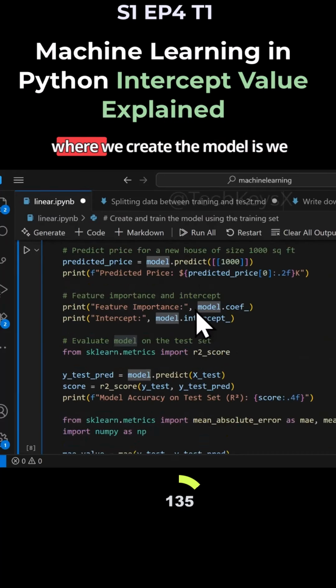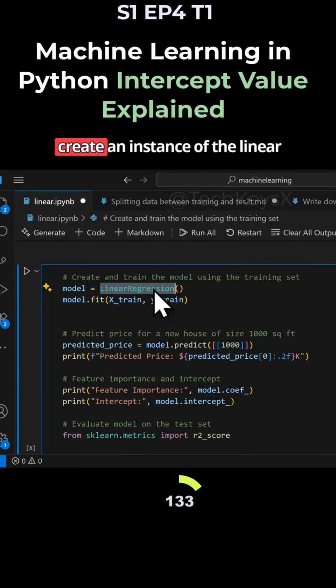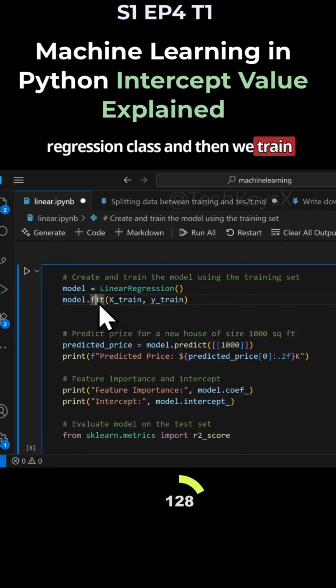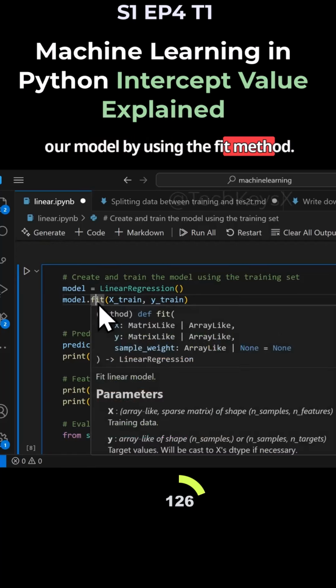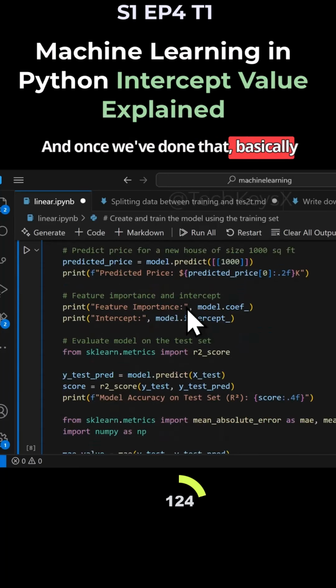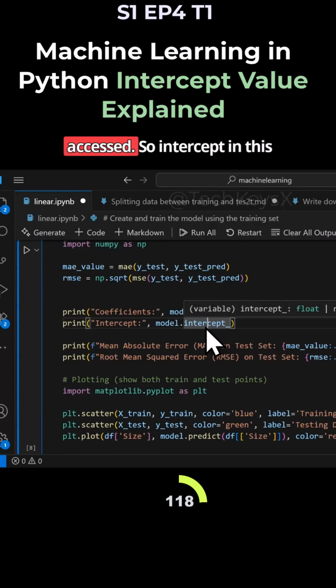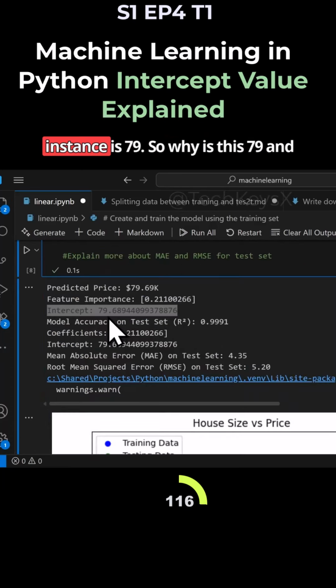You can see where we create the model: we create an instance of the linear regression class, and then we train our model by using the fit method. Once we've done that, your model then automatically has these variables populated within it, so these properties can be accessed. The intercept in this instance is 79.